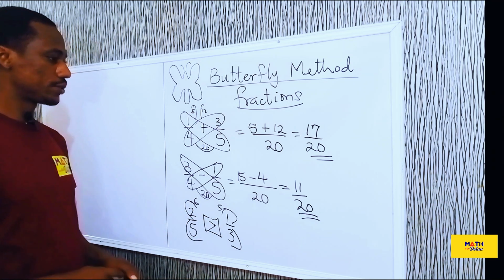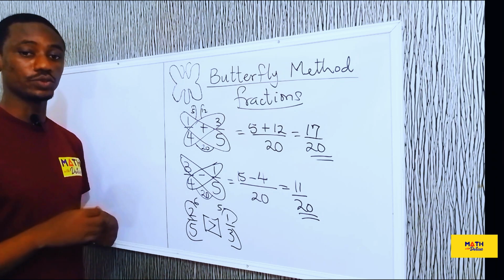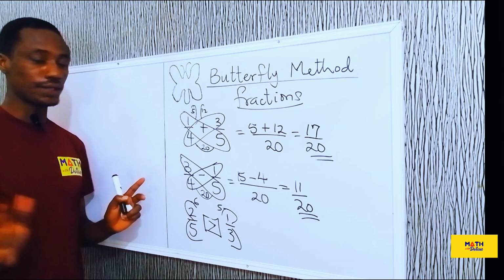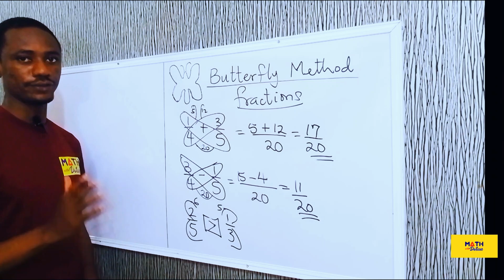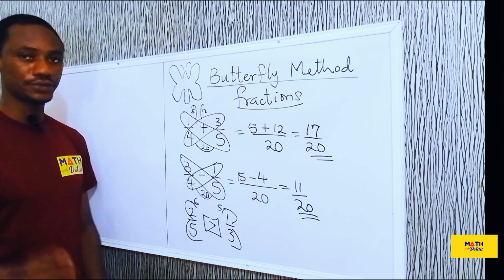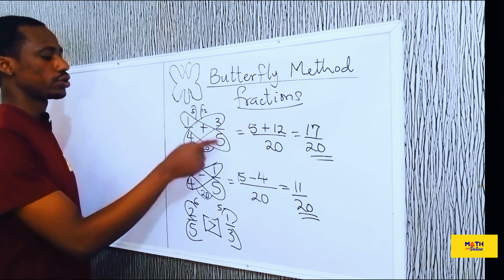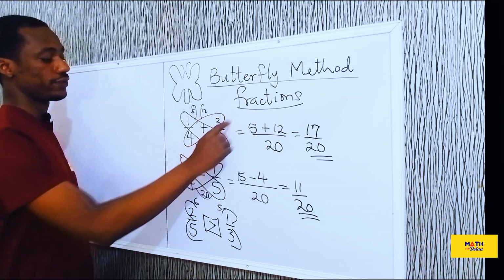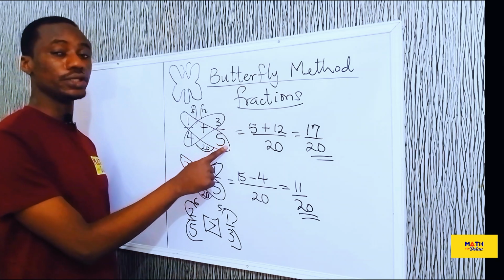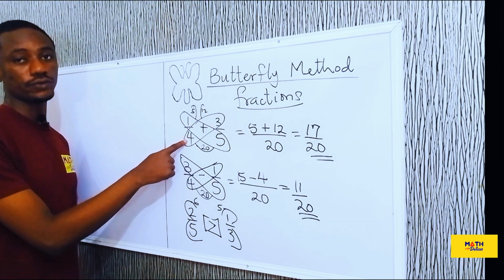These are some of the ways you can use the butterfly method when you're dealing with addition. You can also use it in multiplication, but I'd like to limit this particular video to addition, subtraction and comparing. So I'll go over it again. For addition using the butterfly method, you draw your butterfly this way. Capture the numerator of the first fraction with the denominator of the second fraction, and the numerator of the second fraction with the denominator of the first fraction.